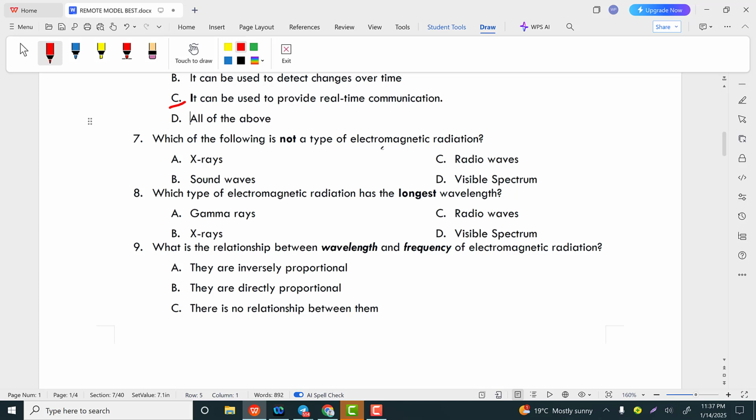Electromagnetic spectrum is the spectrum which is generated from the sun to the earth. So sound wave is not electromagnetic radiation. So the answer is B.